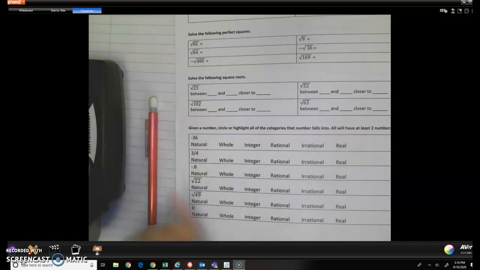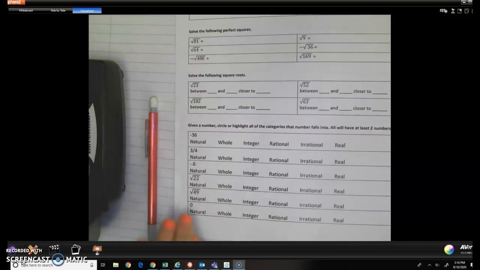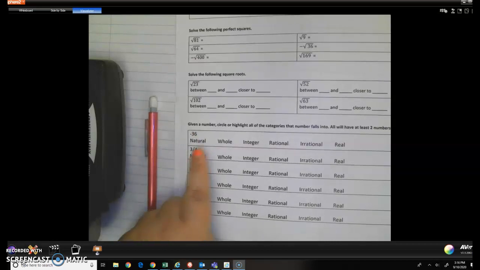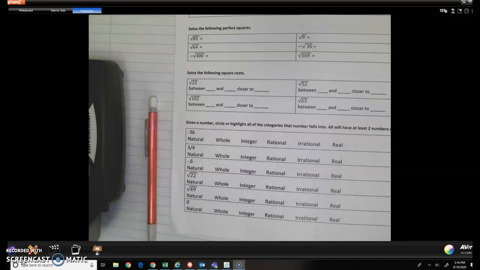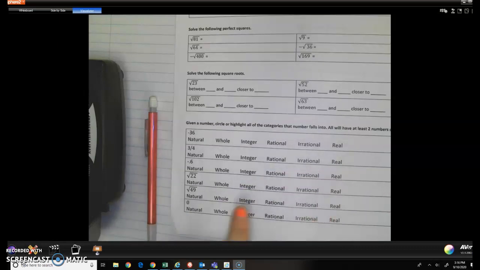I'll give you this hint. Every single number that we have talked about is a real number. So from there, you'll circle all of them that it belongs to. They all belong to at least 2. So you're going to be circling or highlighting at least 2.